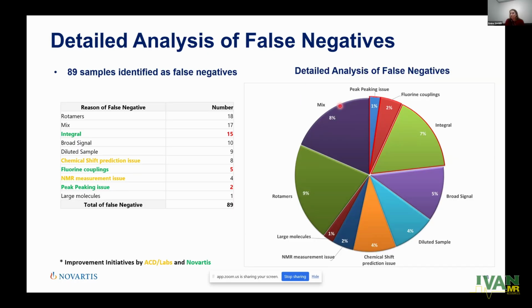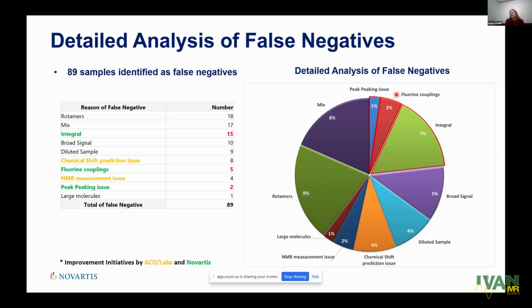I prefer that the mixture is here than in the false positive. You have broad signals, diluted samples will end up here, or Rotarner. These things, we can't do anything, I think. Will end up, and I prefer that they end up in a false negative.